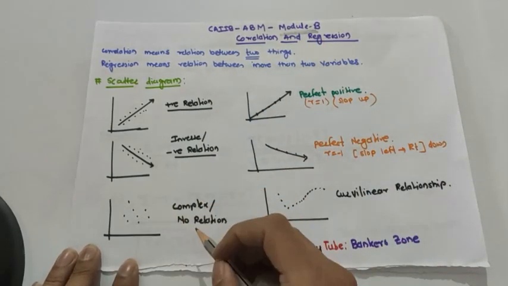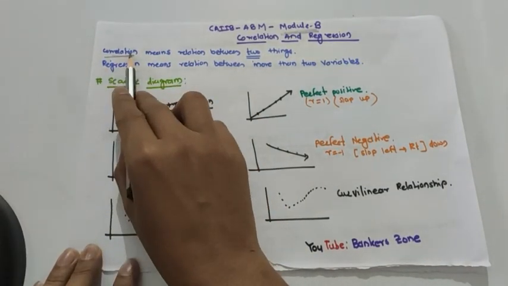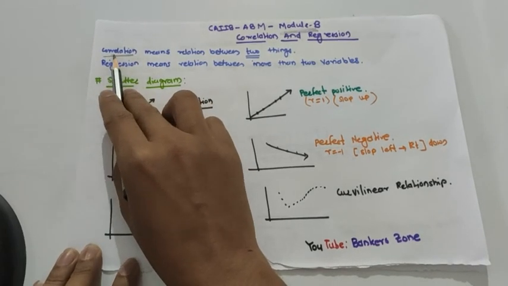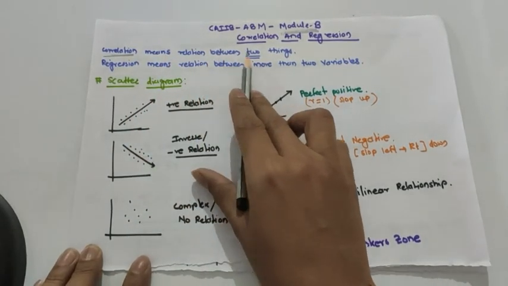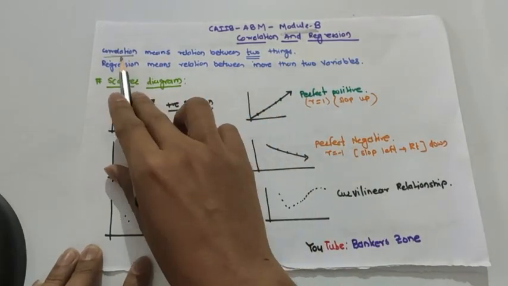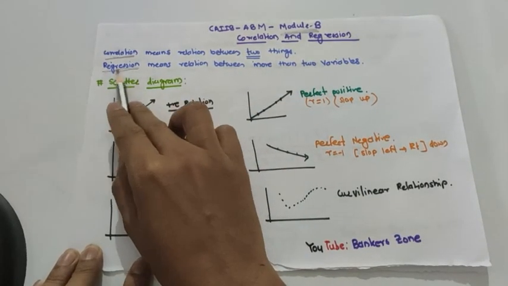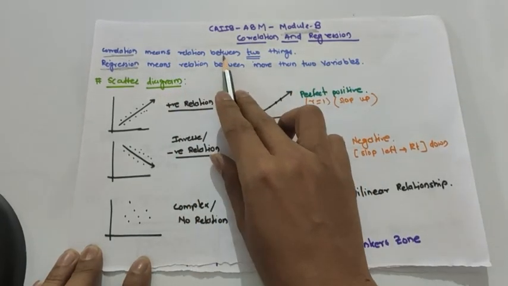Correlation and regression. So very first, what is a correlation? The name itself says it is the relation. Co means relation between two, correlation. So correlation means relation between two things. And what is a regression now? The name of the unit is correlation and regression. Correlation means the relation between two things.